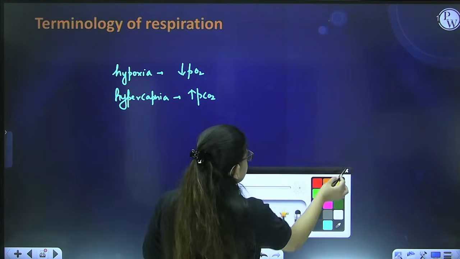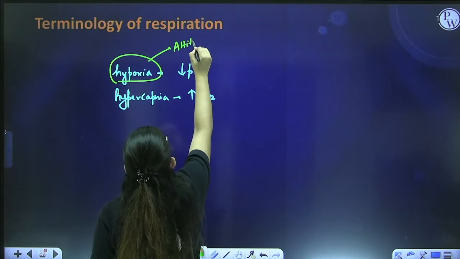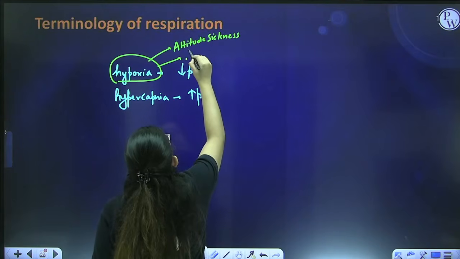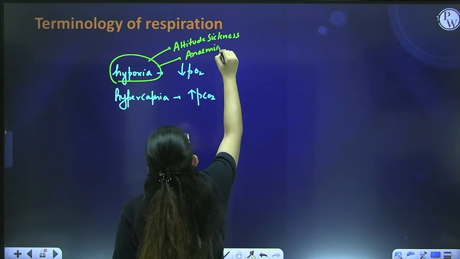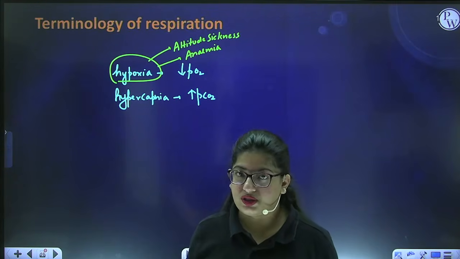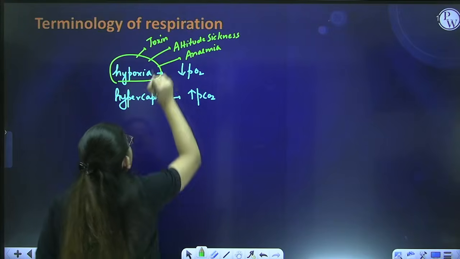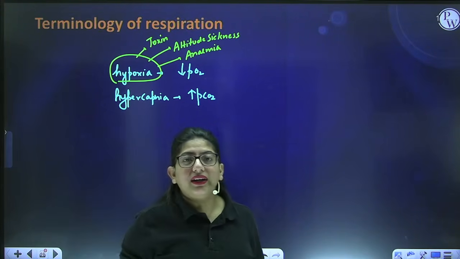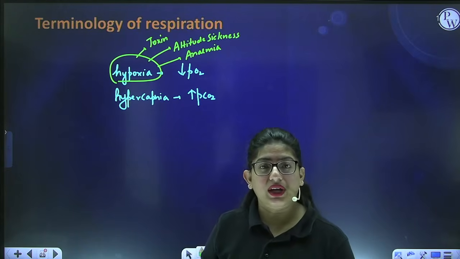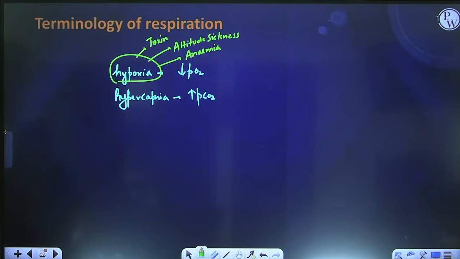Hypoxia can take place by various factors. One such factor can be altitude sickness. What is altitude sickness? I'll let you know shortly. Second, it can be due to anemia. Imagine you do not have enough RBCs. No RBC, no hemoglobin, no oxygen, right? It can also occur due to toxicity. Imagine some toxin came into your body and it binds to hemoglobin or it destroys hemoglobin. It can lead to hypoxia. So these are certain factors which can lead to hypoxia in your body.